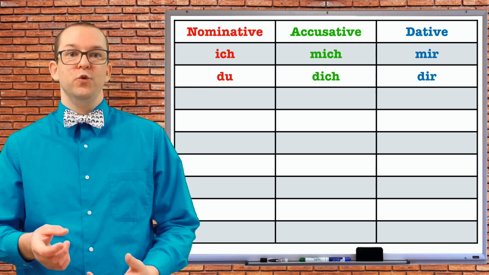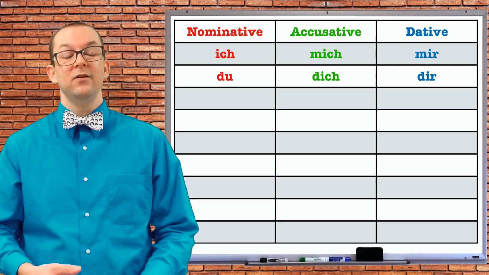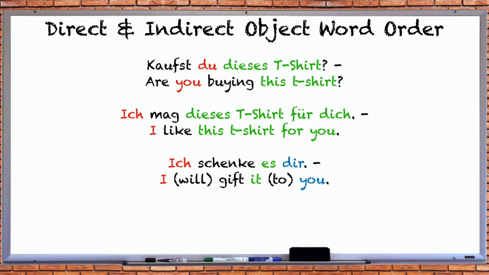Du, or you, becomes dich in the accusative and dir in the dative. In English, this just remains you for all of the forms. Kaufst du dieses T-Shirt? Are you buying this t-shirt? Ich mag dieses T-Shirt für dich. I like this T-shirt for you. Ich schenke es dir. I will gift it to you.